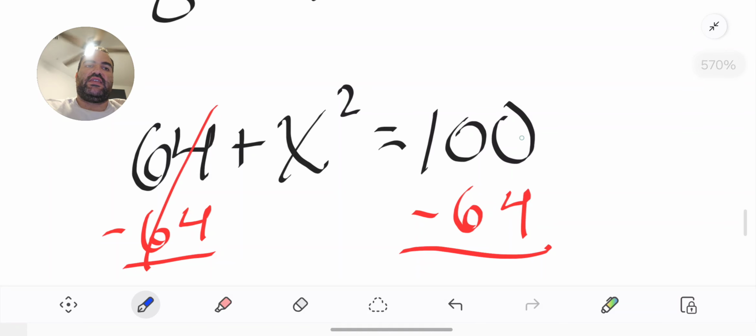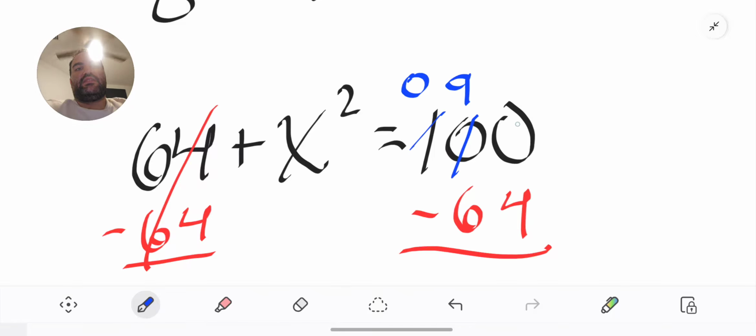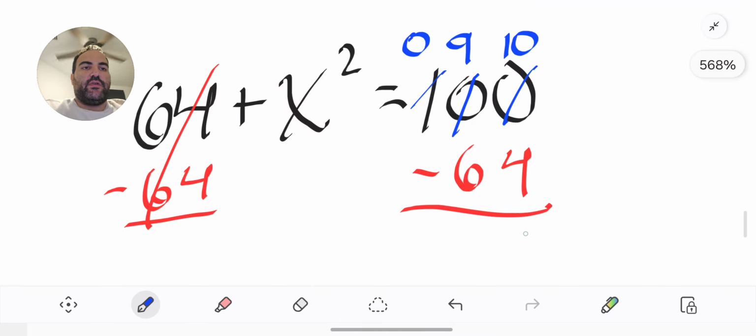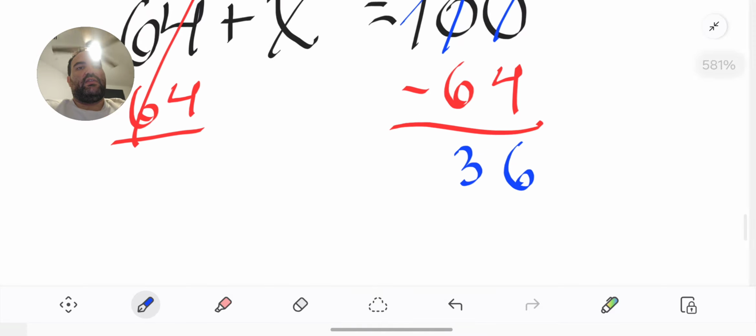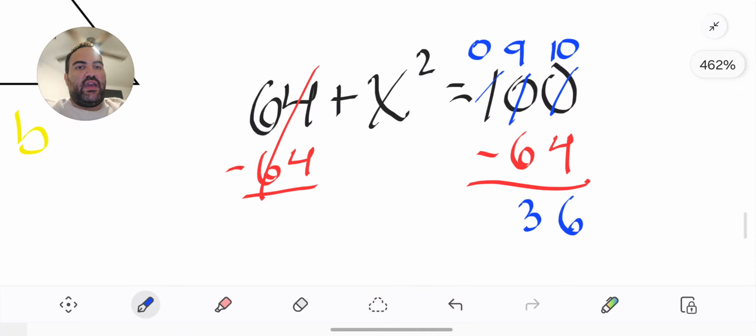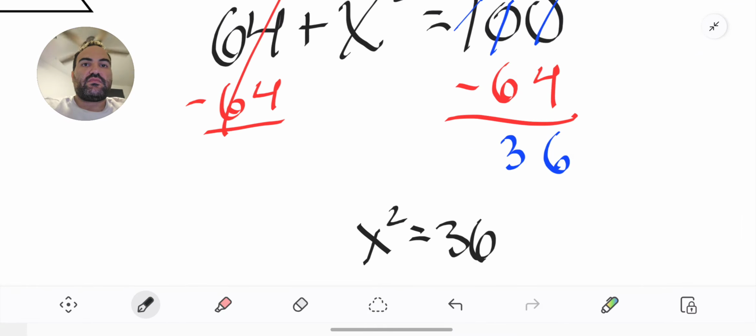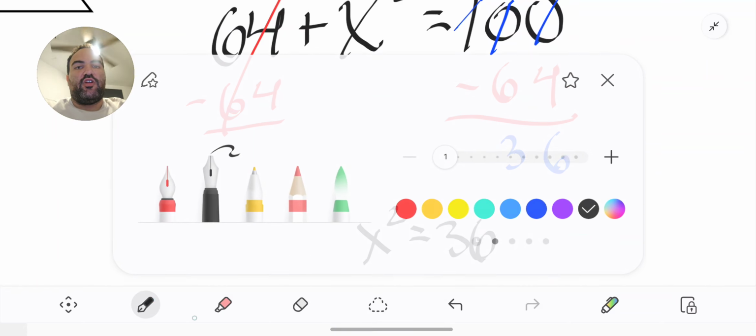A lot of people could probably do that in their head, but we'll do the 100 minus 64. You can't take 0 from 4 or 4 from 0. Got to borrow from this 1. Got to make this a 9 since we got to borrow again. And then this becomes a 10. 10 minus 4, 6. 9 minus 6, 3. That's it. So we have x squared equals 36. The last step, we're almost there.